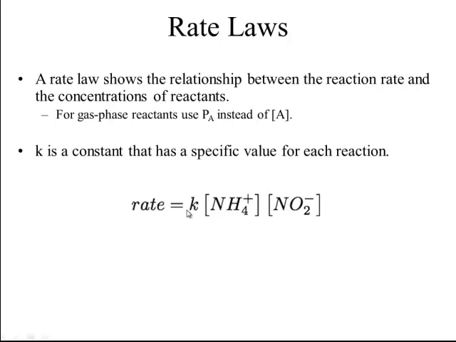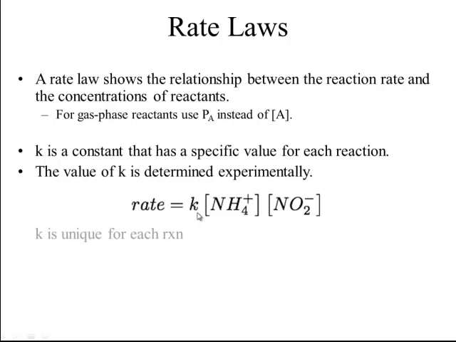This rate constant K out here has a specific value for each reaction, and it is also temperature dependent. As temperature changes, the value of K for a given reaction also keeps changing. So basically, K is a characteristic of a given reaction at a given temperature.